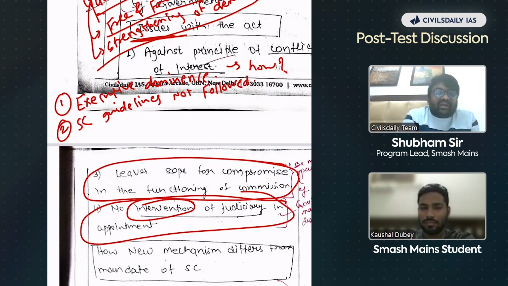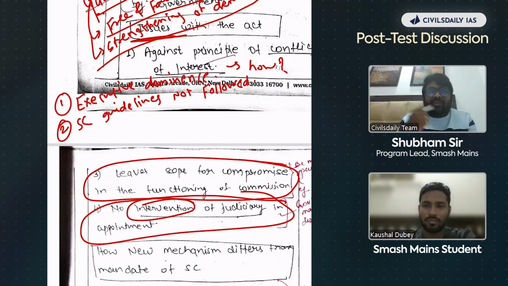Then again, the qualification criteria that they have mentioned says that the EC or CEC should be at the level of secretary in Government of India. That means they will be IAS officers. That means there is no scope for specialized election commissioners. You are again appointing generalized IAS officers. So you have to derive points in this way.